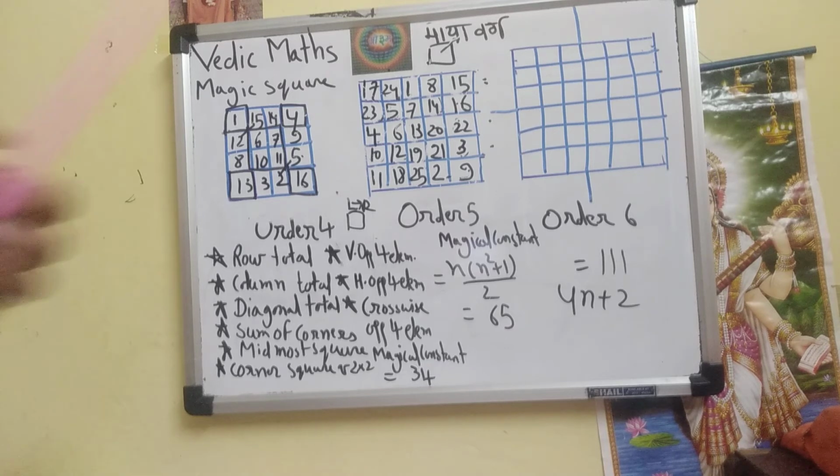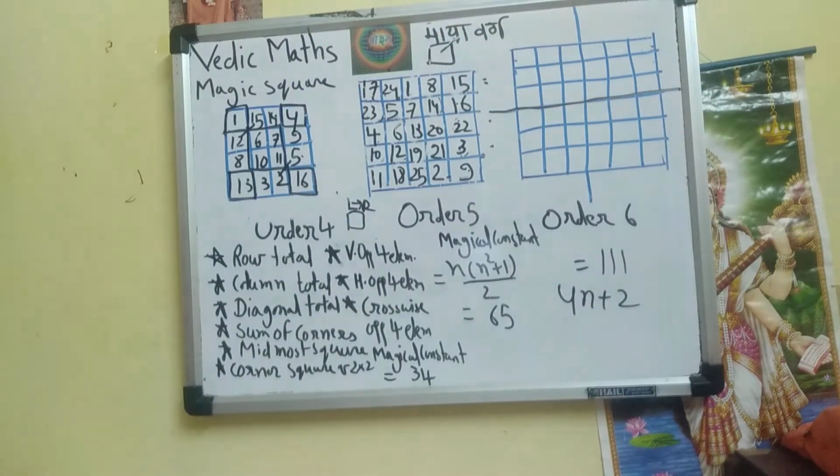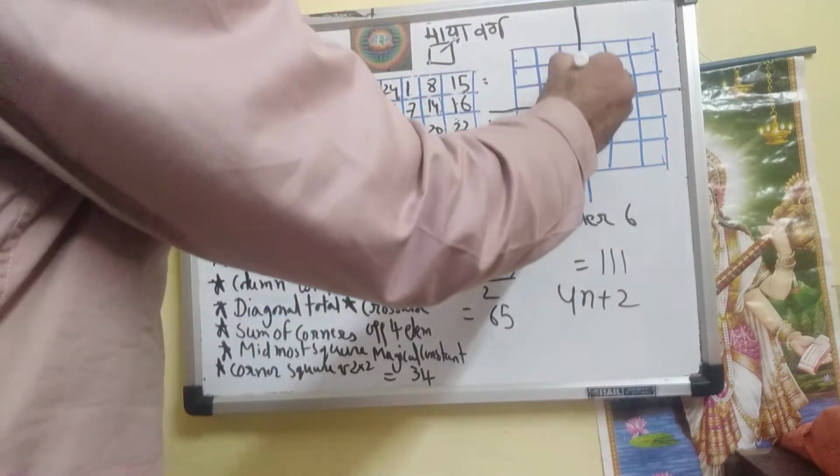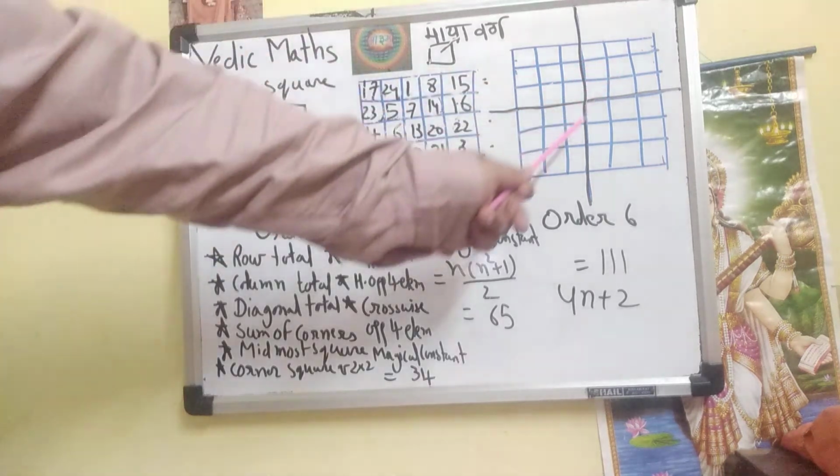So first of all form a square grid of order 6 by 6 having 6 rows and 6 columns. Then divide this square into 2 parts. Horizontally in 2 parts means draw a horizontal line from the center like this. Also vertically divide this square of 6 by 6 in 2 parts. Now in this way we have formed 4 squares of order 3 by 3.